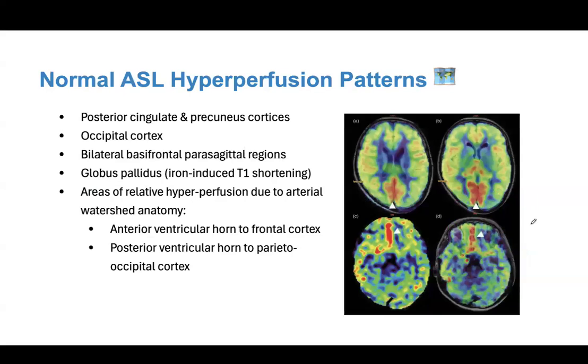We have to know the normal patterns of hyperperfusion before interpreting an ASL. In normal ASL, the posterior cingulate and precuneus areas can show hyperperfusion because of the default mode network, which can be active in these patients. Patients who are opening and closing their eyes can have increased perfusion in the occipital areas, like this image, which shows occipital lobe perfusion in a normal patient. Bilateral basifrontal regions can also have normal increased perfusion. In the globus pallidus we can have increased perfusion, and in watershed areas we can have hyperperfusion patterns.